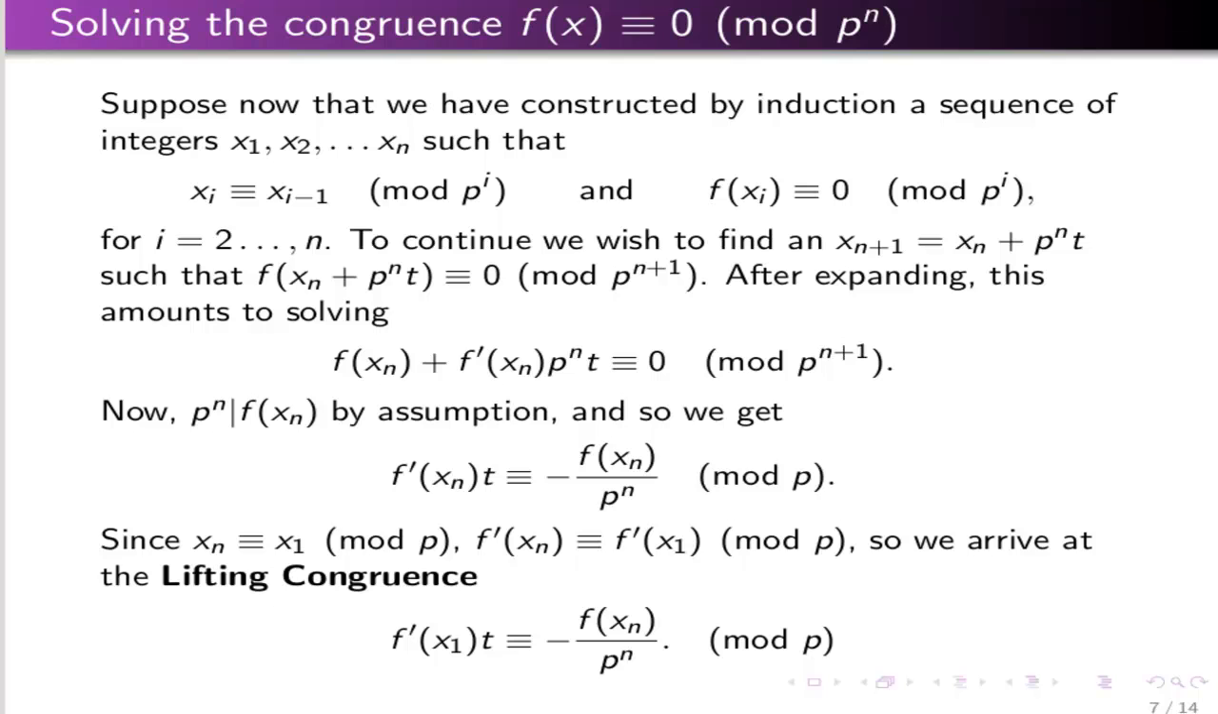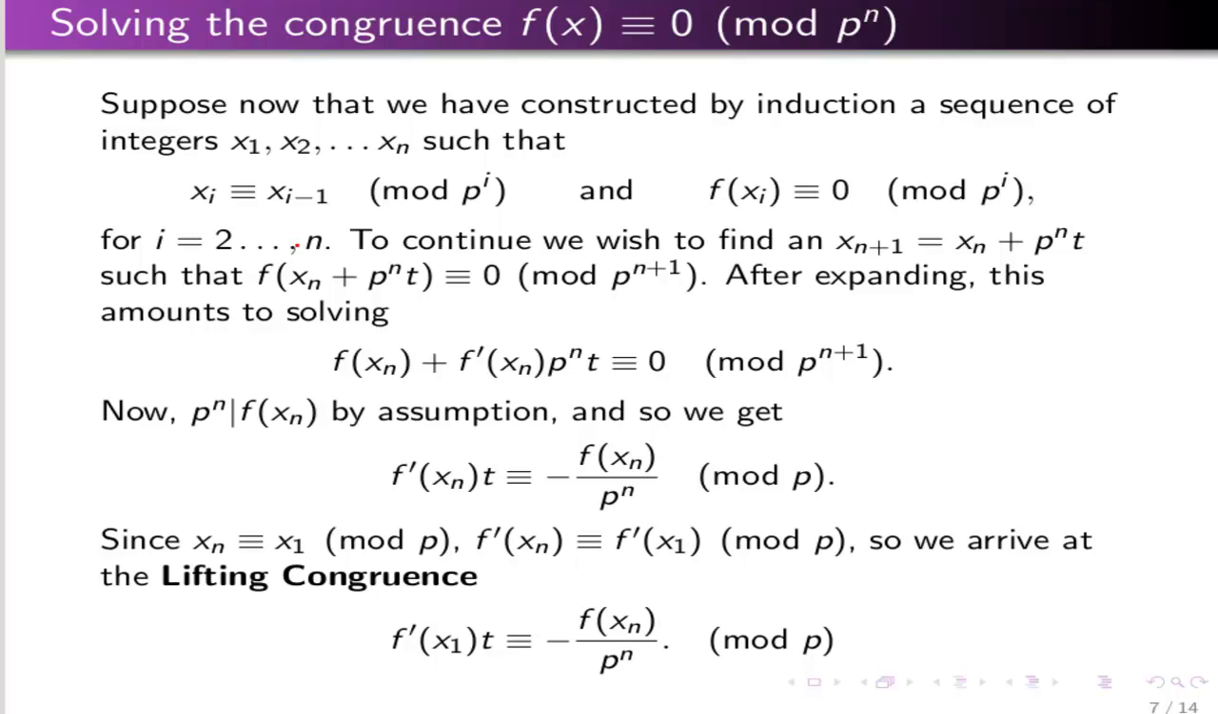Okay, now the game continues as we go to higher moduli, p cubed, p to the 4th power, and you just do one lifting at a time. So far I've gone from mod p to mod p squared, then you go from p squared to p cubed. Suppose you've done this inductively, and so we've constructed a sequence of integers x1 through xn, such that xi is always congruent to xi minus 1 mod p to the i, and f of xi is a solution mod p to the i power. So we've done it inductively, and now we want to continue to the next power of p.